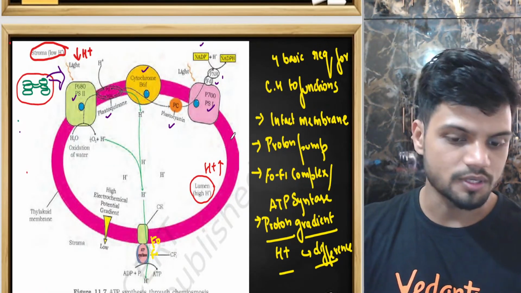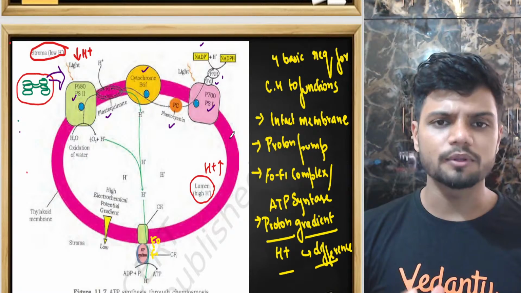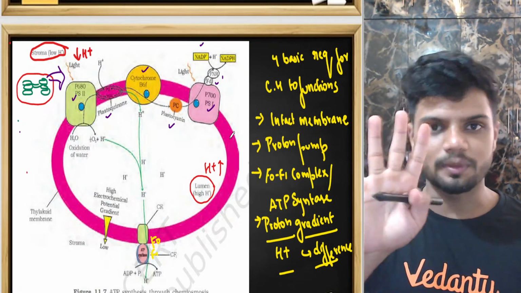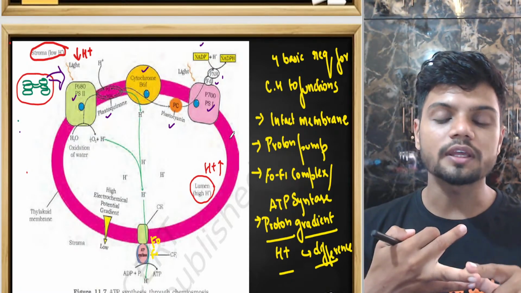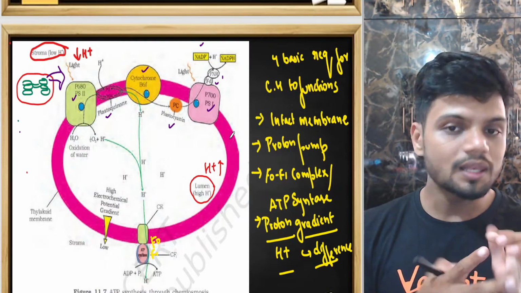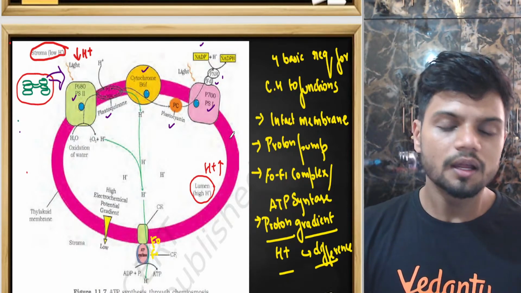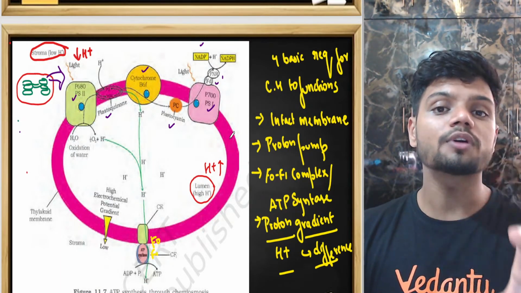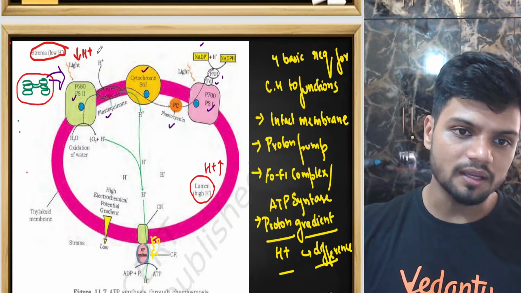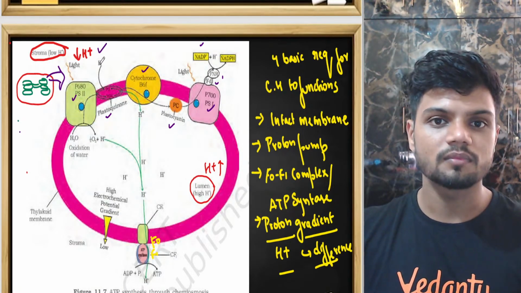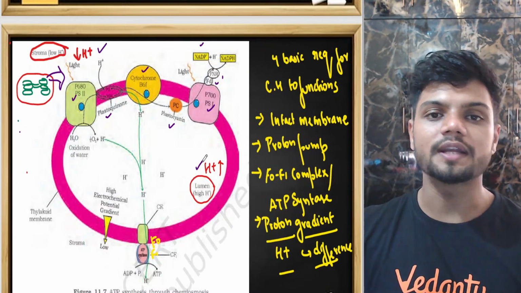Now students, I will teach you one more concept. For this chemiosmotic hypothesis to function, I told you there are four main requirements. The first one is intact membrane, it's already there. Proton pump, it is already there. F naught F1 complex, it is already there. The last main requirement, the last piece of the puzzle, is the proton gradient. Now you need to understand how this proton gradient is formed. How are we making H plus concentration low on the outside, and at the same time H plus concentration inside the lumen high?